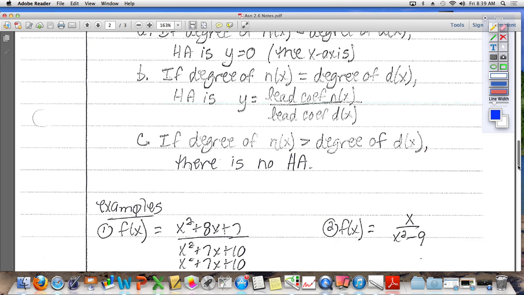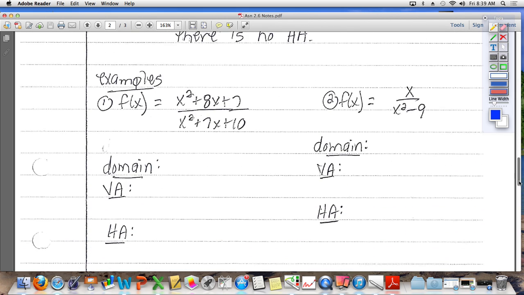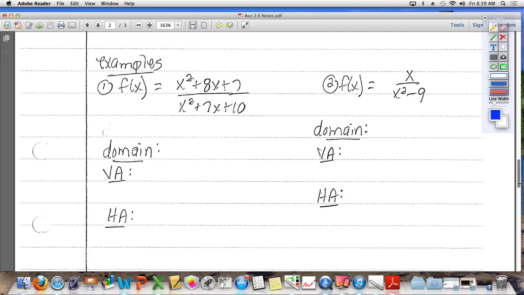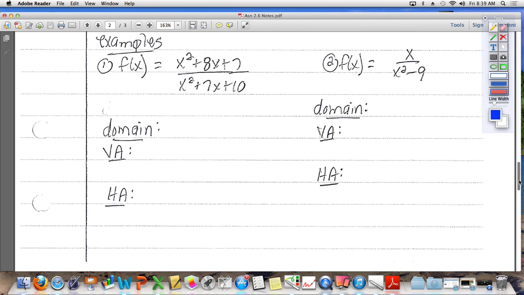All right. Examples. We've got some examples here. f(x) equals x squared plus 8x plus 7 on the numerator, and then on the denominator, you have x squared plus 7x plus 10. So we have to find the domain. The domain is, remember, anything except for any x values that will make the bottom of this function 0.